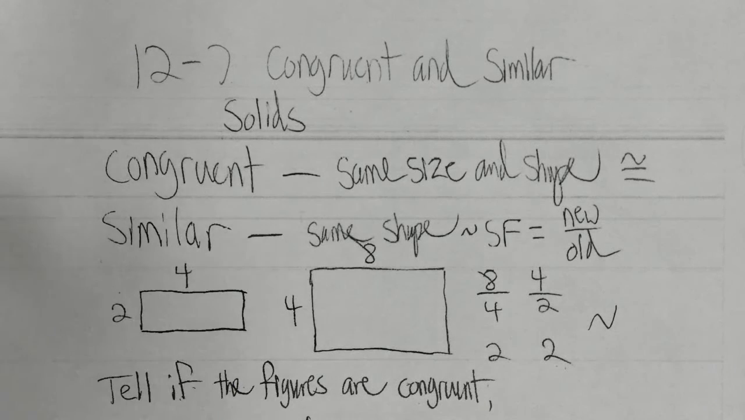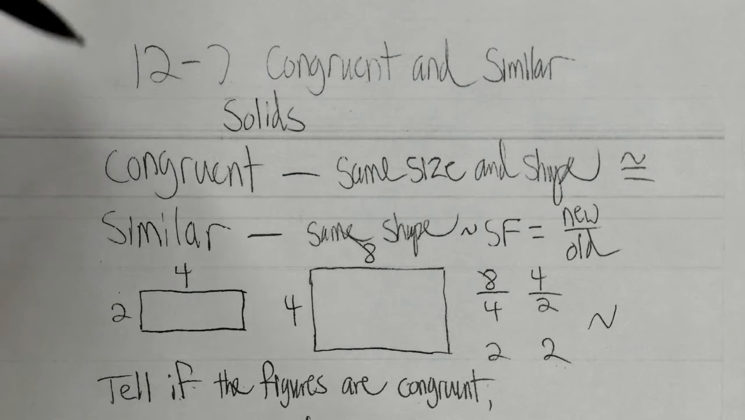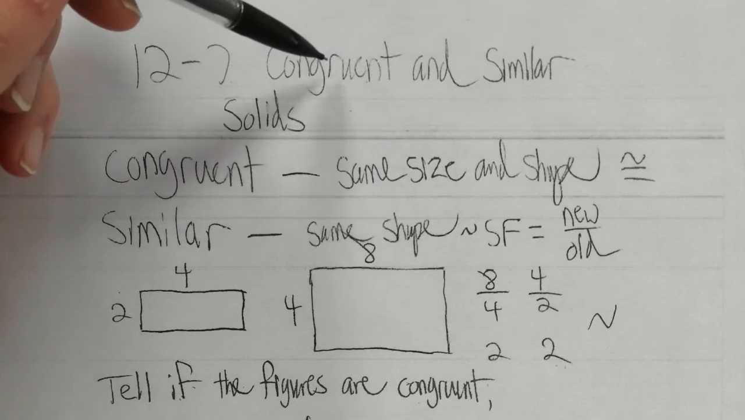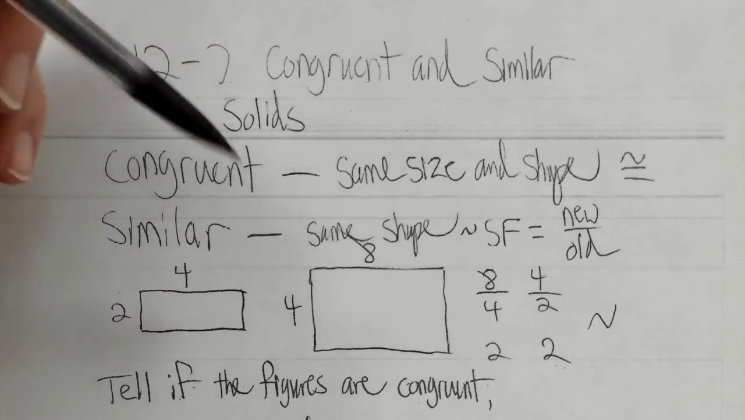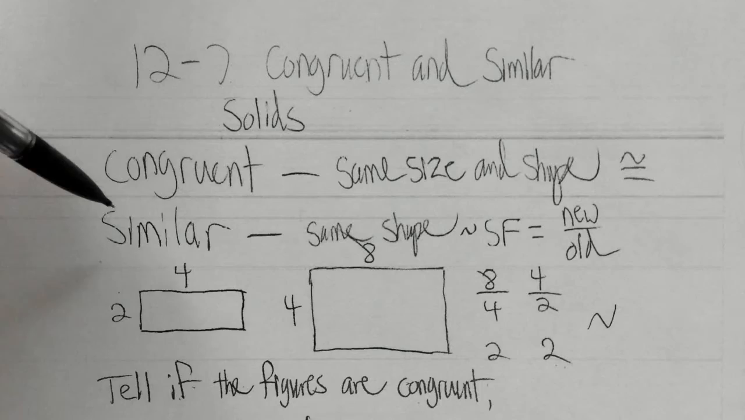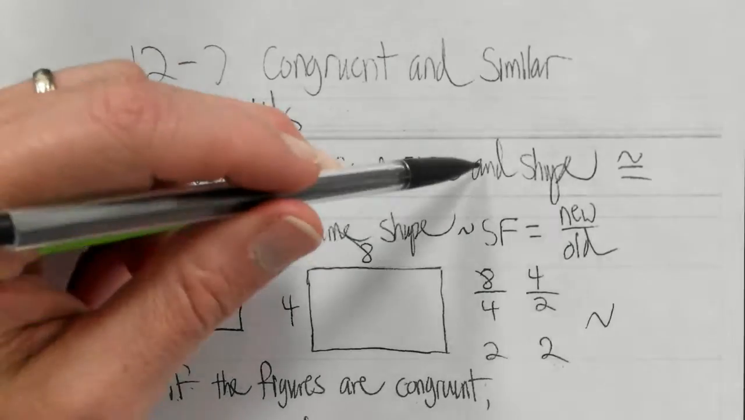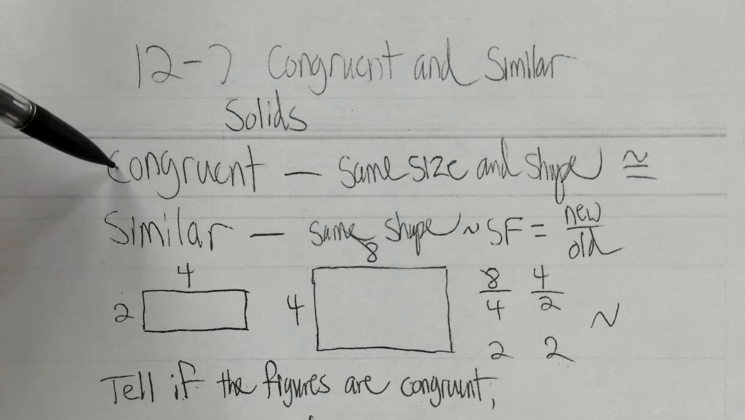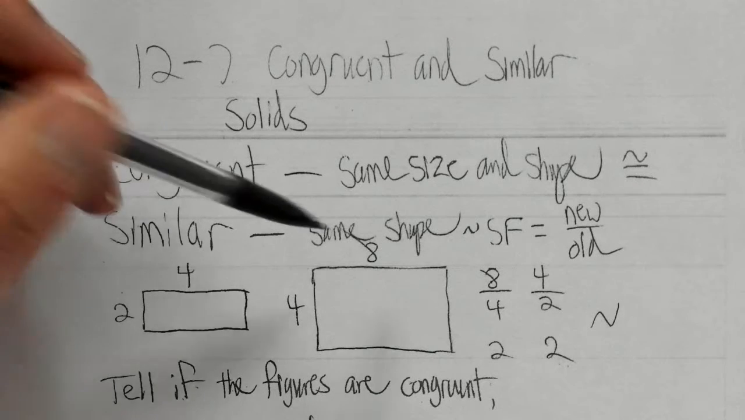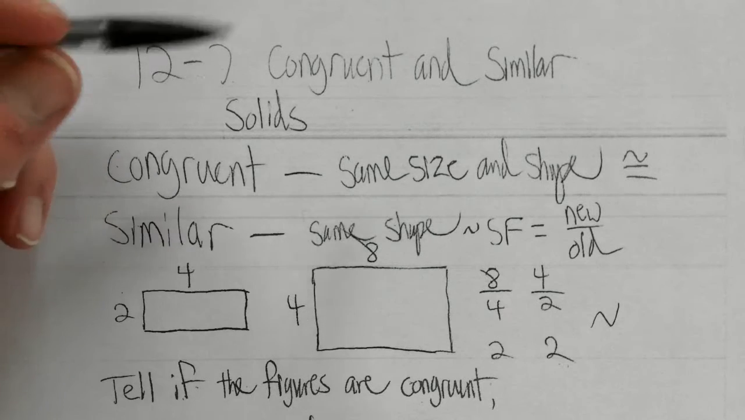Okay, guys, in this section 2-7, what we're looking at is how to determine whether two figures are congruent or similar. And we're talking about the 3D solids here. So just to review, two figures are congruent if they're the same size and the same shape. Then they would be congruent. They're similar if they have the same shape, but not necessarily the same size.